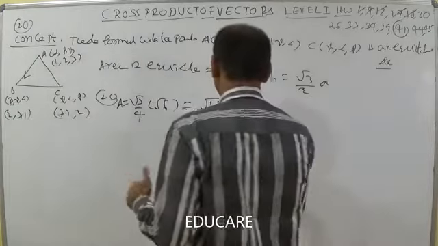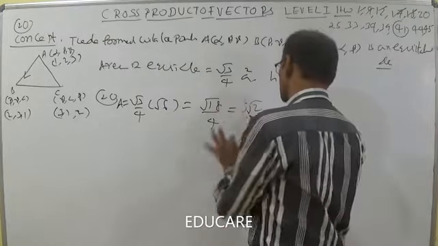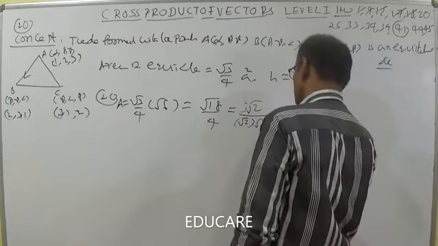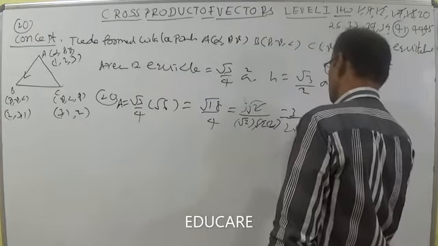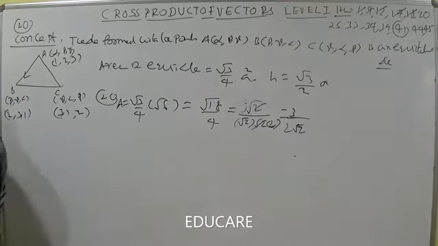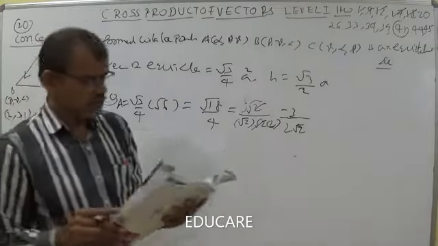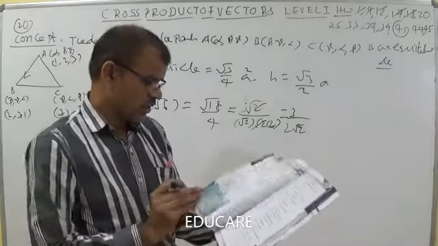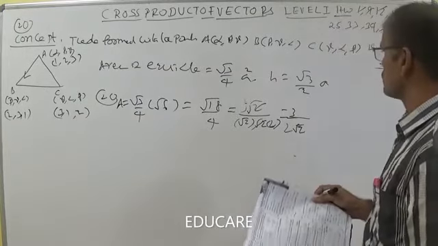According to the option, root 18 can be written as 3 root 2, so 3 root 2 by 2. He has given the answer as 3 by 2 root 2; that is the area given in the 20th question. Just wait. The 20th question's first option is 3 root 3 by 2, and that is what he got.